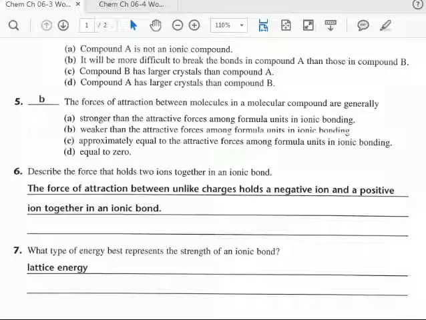So it's a very simple concept. When there's more charge involved, there's more attraction. Or, not in this case, but there could be more repulsion. When we're talking about the forces of attraction between molecules in a molecular compound, we're talking about covalently bonded atoms. Covalently bonded atoms that are sharing electrons.